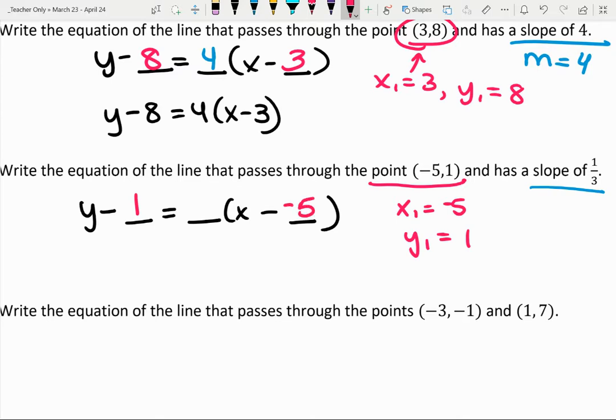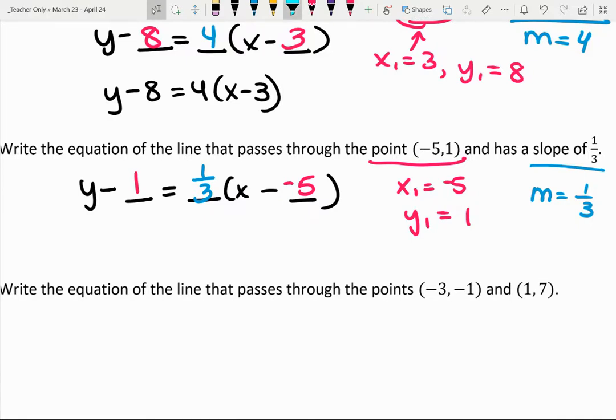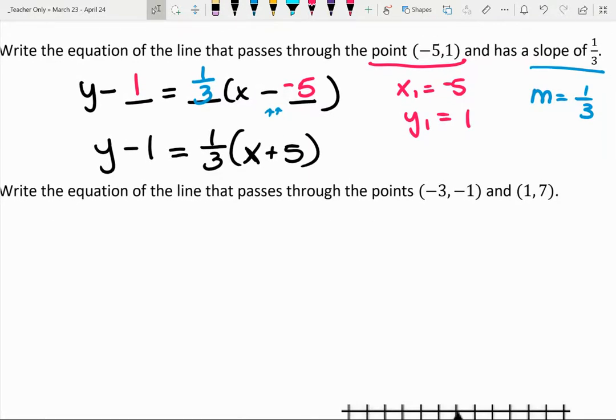Just as a reminder, x values stay with the x values, y values stay with the y values. And then we have our slope of 1/3, so I'm just going to put that right in there. And then we do have a double negative here, right? We have minus a -5. So I am just going to rewrite that real quick: y minus 1 is equal to 1/3 times x plus 5. So we can always clean it up just a little bit, but those parentheses around the x and the x sub 1 should stay there. We're not going to clean it up any further.